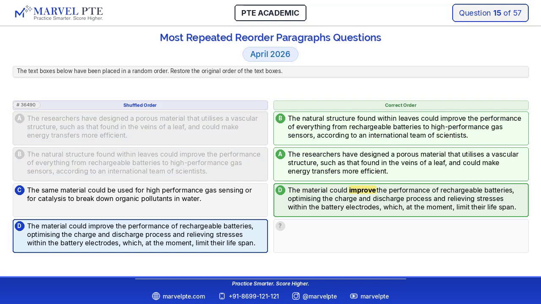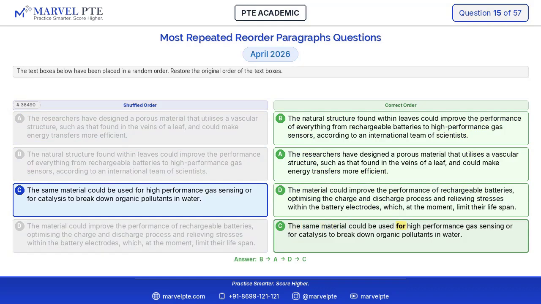The material could improve the performance of rechargeable batteries, optimizing the charge and discharge process and relieving stresses within the battery electrodes, which, at the moment, limit their lifespan. The same material could be used for high-performance gas sensing or for catalysis to break down organic pollutants in water.